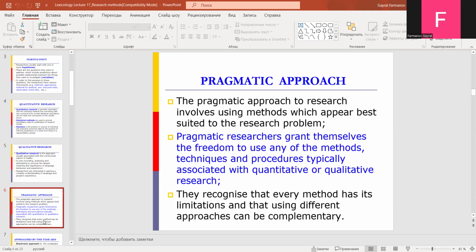Pragmatic approach. The pragmatic approach to research involves using methods which appear best suited to the research problem. Pragmatic researchers grant themselves the freedom to use any of the methods, techniques, and procedures typically associated with quantitative or qualitative research. They recognize that every method has its limitations and that using different approaches can be complementary.